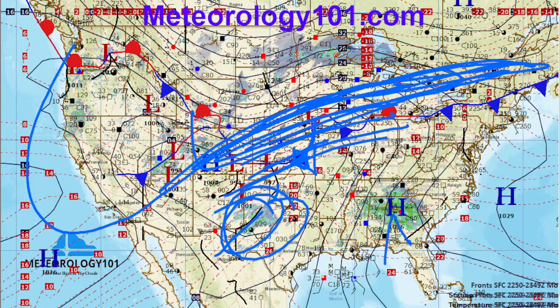Like we said, we had onshore flow here. We could almost place a little bit of a trough in this area, justifying that precipitation. Clear this out.